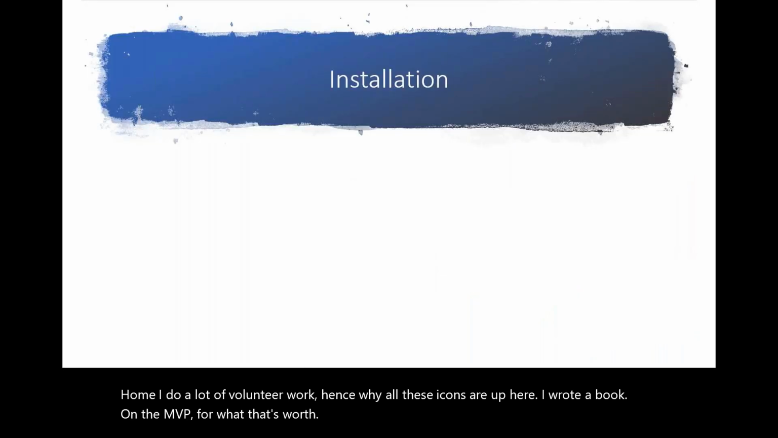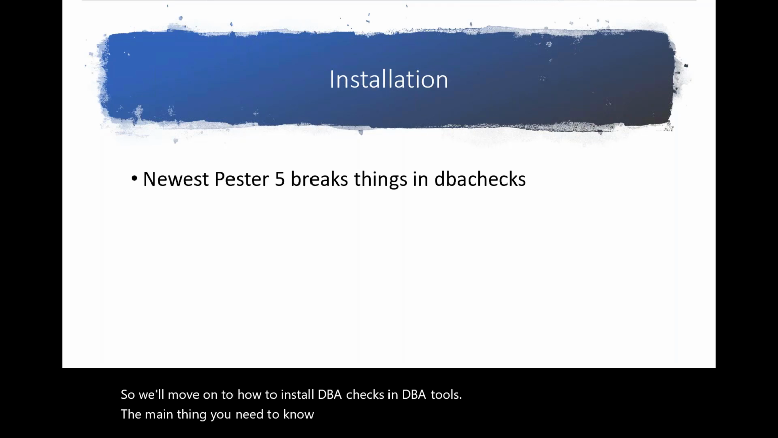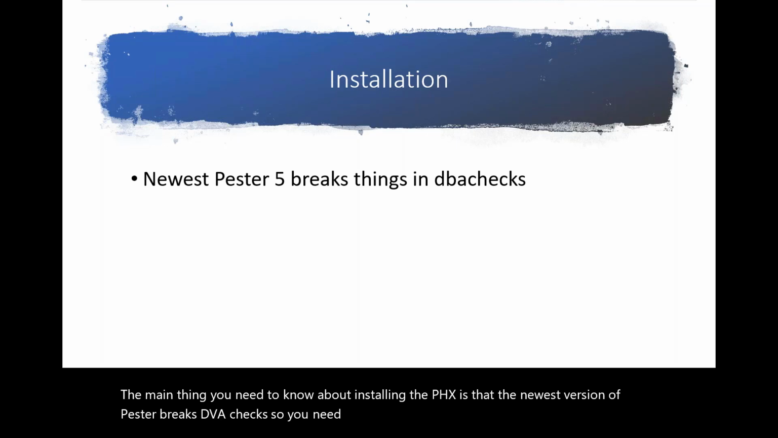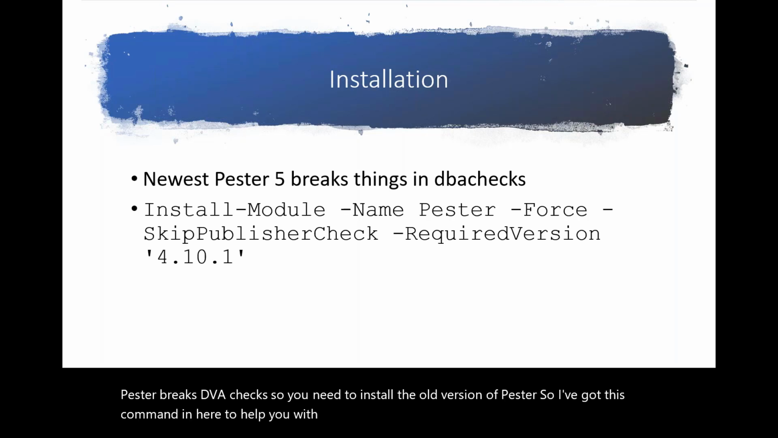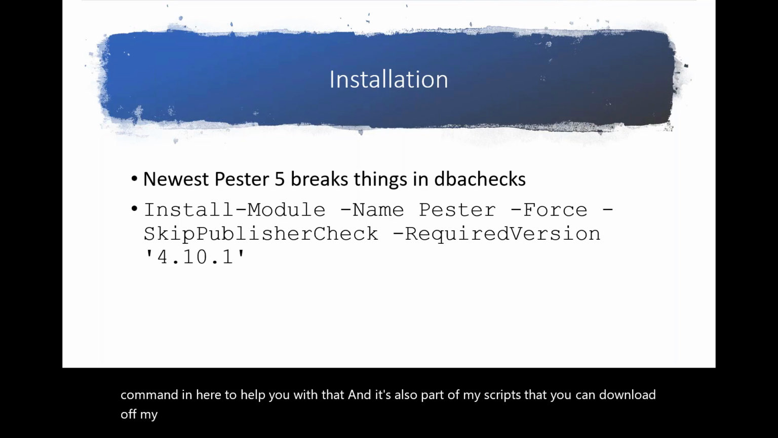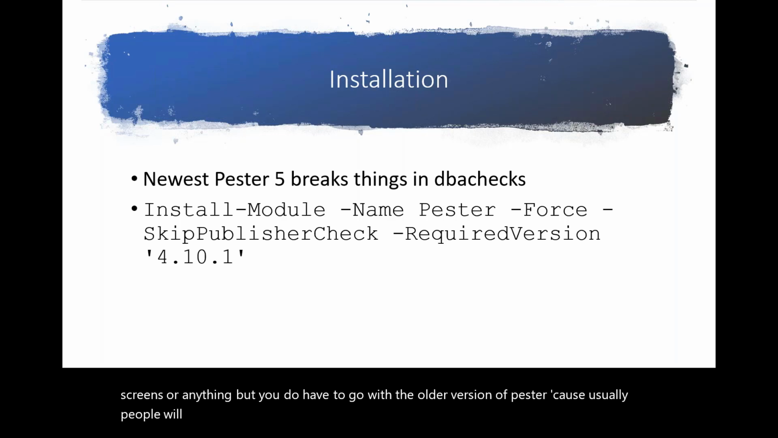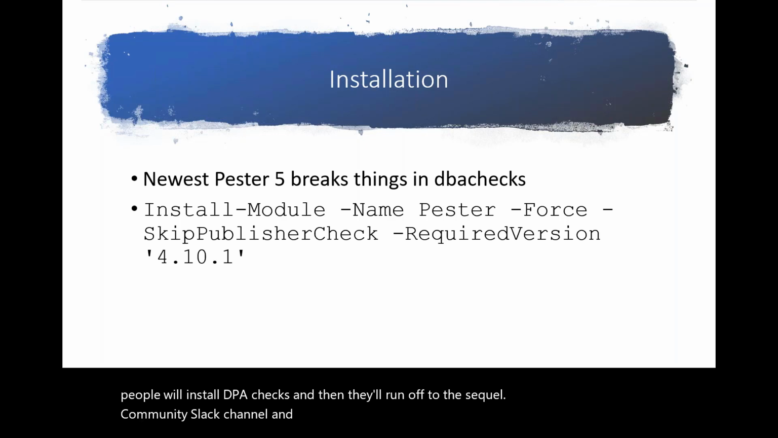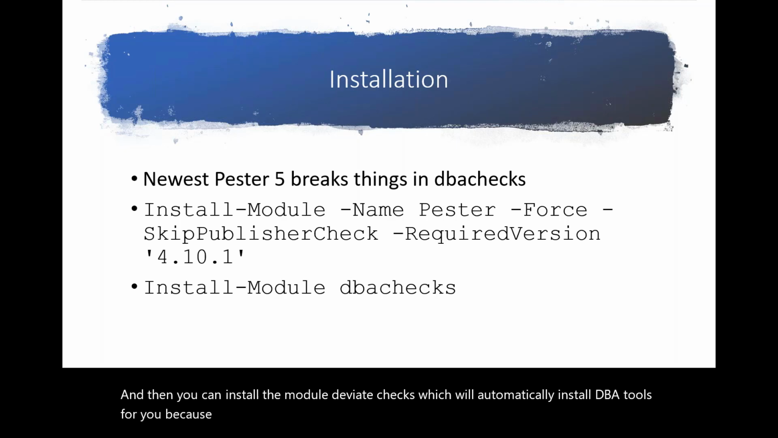So we'll move on to how to install dbachecks and dbatools. The main thing you need to know about installing dbachecks is that the newest version of Pester breaks dbachecks. So you need to install the old version of Pester. I've got this command in here to help you with that, and it's also part of my scripts that you can download off my website, so you don't have to worry about scribbling anything down or taking print screens. But you do have to go with the older version of Pester, because usually people will install dbachecks and then they'll run off to the SQL community Slack channel and go, nothing works. And this is why. And then you can install the module dbachecks, which will automatically install dbatools for you, because it's a requirement to run dbachecks is to have dbatools.